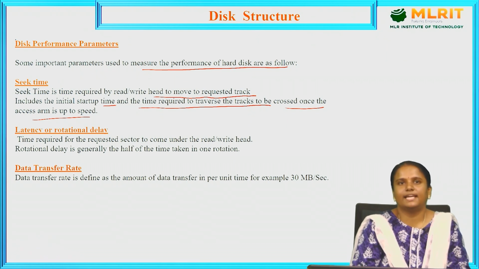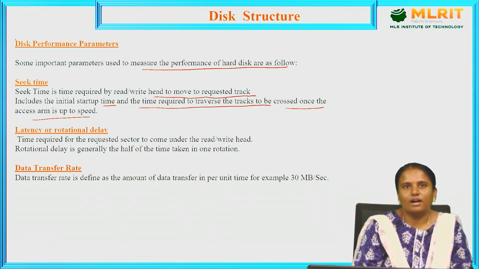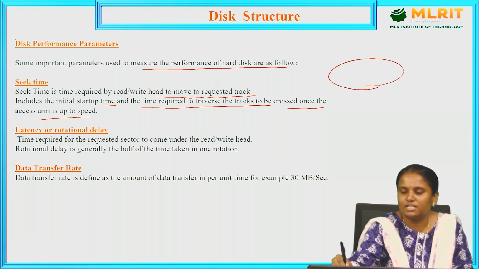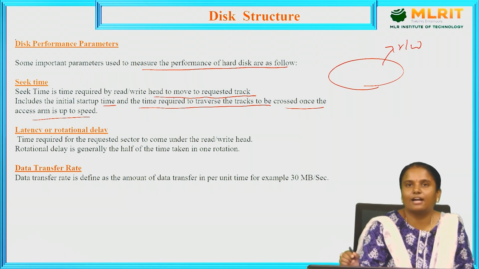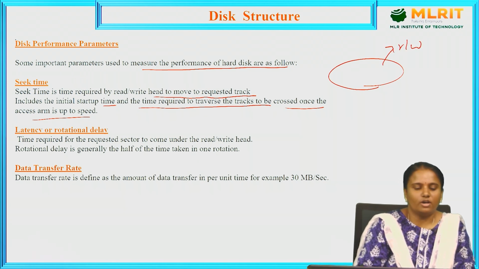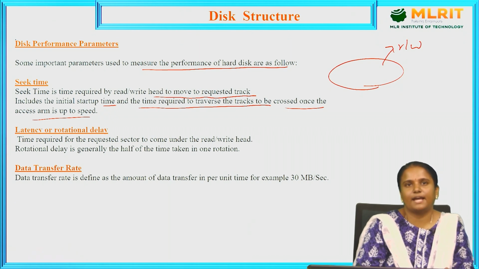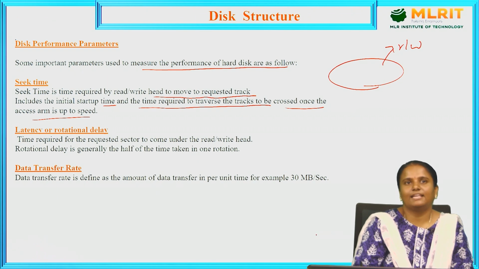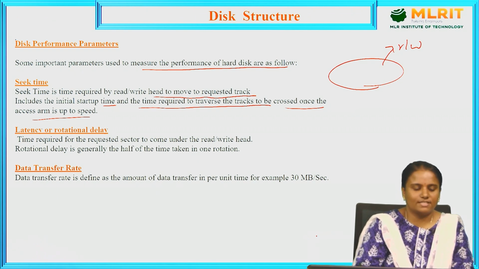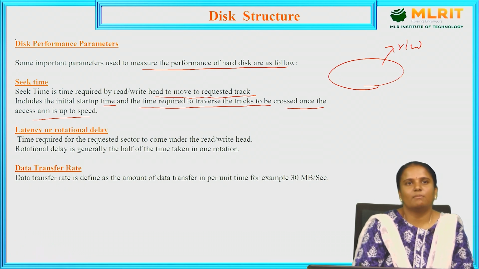Here, how is the seek time calculated? It is the time required by the read or write head to move to the requested track. Once the track is requested for read or write, the seek time is completed. It includes some initial startup time and the time required to traverse the tracks once the access arm is up to speed. So it can be calculated from the startup time plus the time for traversing the tracks. That is what seek time is.